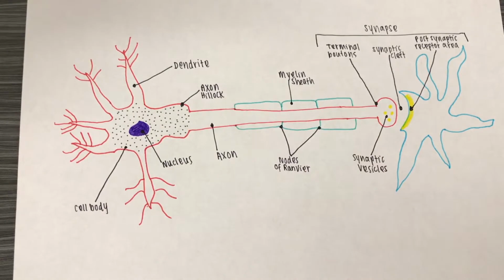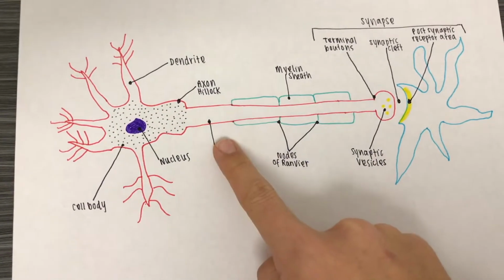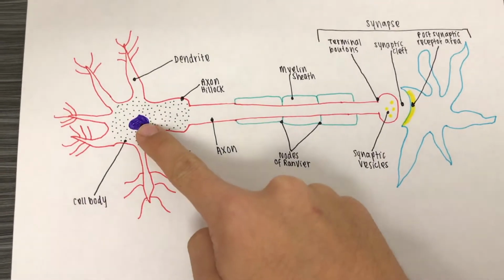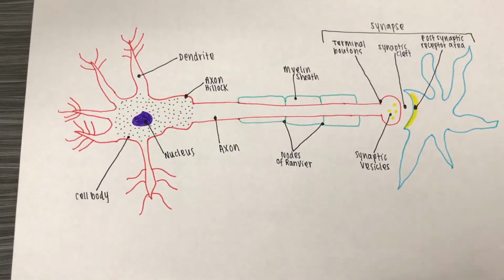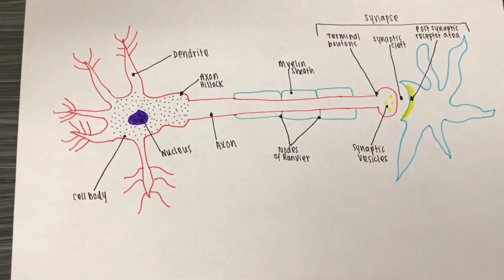The cell body, the center of the neuron, extends its processes, called the axon and the dendrites, to other cells. It contains the nucleus of the cell that carries all the genetic material. Dendrites are the bushy branches of a neuron. Their main function is to receive information from other neurons.